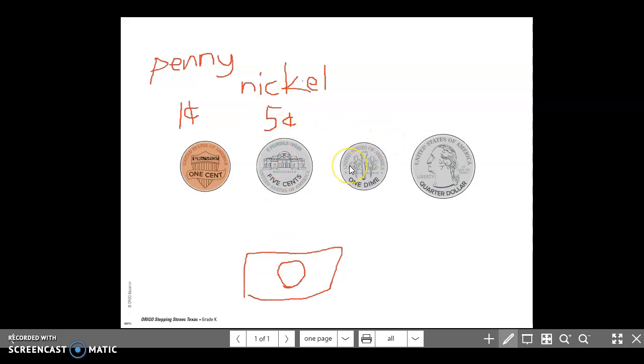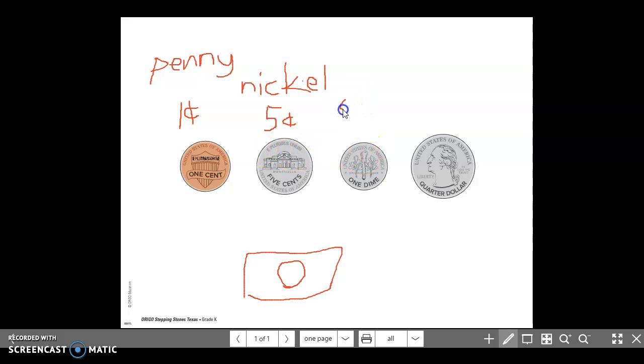The next one is a dime. Now, if you notice here, you see the different sizes of the coins. And these are accurate to how they actually are in real life, okay? So these are basically actual size coins. So if we look at this penny, is the nickel bigger or smaller than the penny? It's a little bit bigger. And then if we look at the dime, is the dime bigger or smaller than the penny? It's a little bit smaller. Definitely smaller than the nickel.